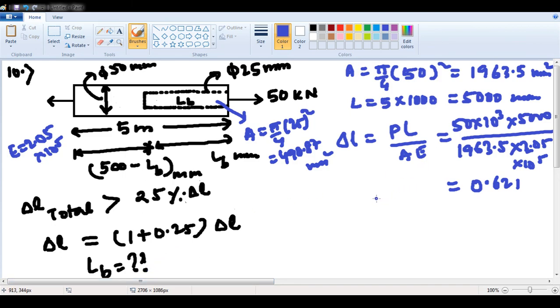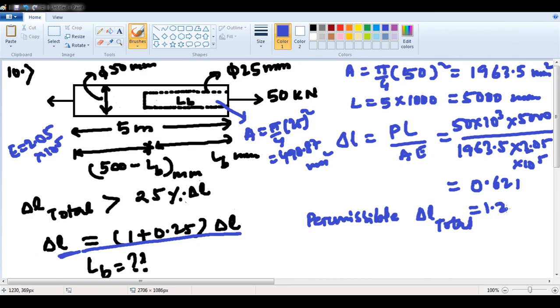here the permissible total extension we can say is, this is given, right, 1.25 into delta L, that is 0.621. So we get 0.7763. This is the total extension.